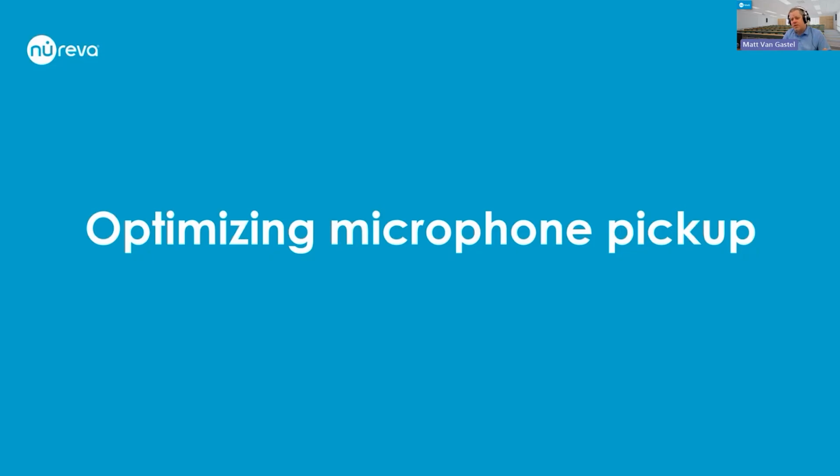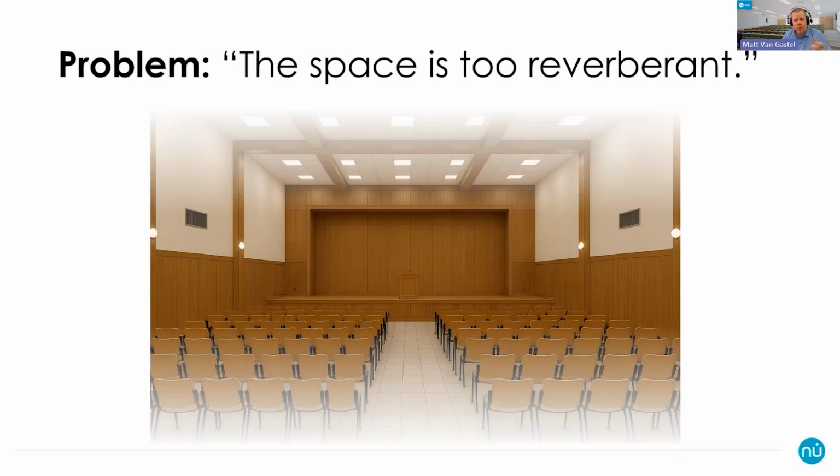Now, what if I need to optimize my microphone pickup? It's not so much that I've got a soft talker, but I may have another issue in the room that I need to work around. So a few of the ones that we've dealt with, well, this one's fairly common in the sense that the space is too reverberant. Large room, lots of hard, flat spaces, really high ceiling, reverberance.